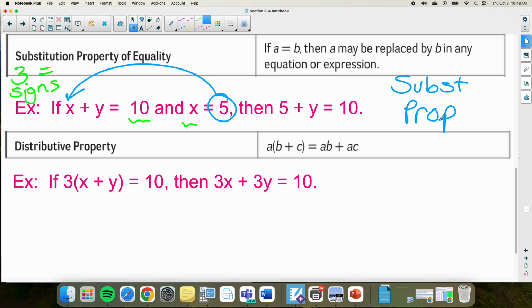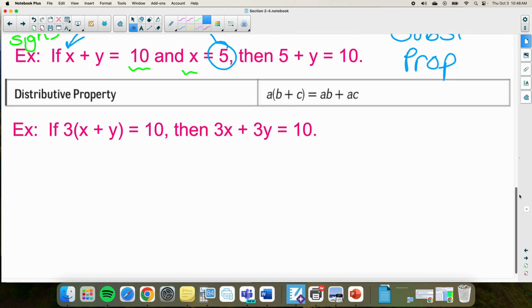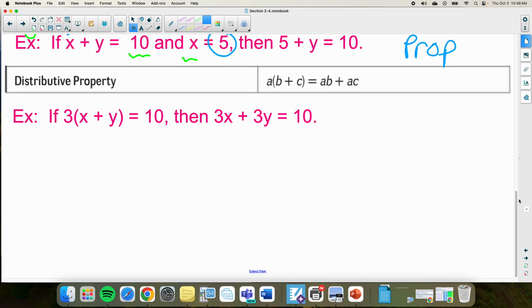You really have to be careful with subtraction and substitution. Subtraction is SUBTR, substitution is SUBST. Then our last one should be one that you're familiar with, and that is distributive. If you have a number outside of parentheses, we distribute, so we'd go 3 times x plus 3 times y, and that is distributive property. For that one, I do DIST prop.